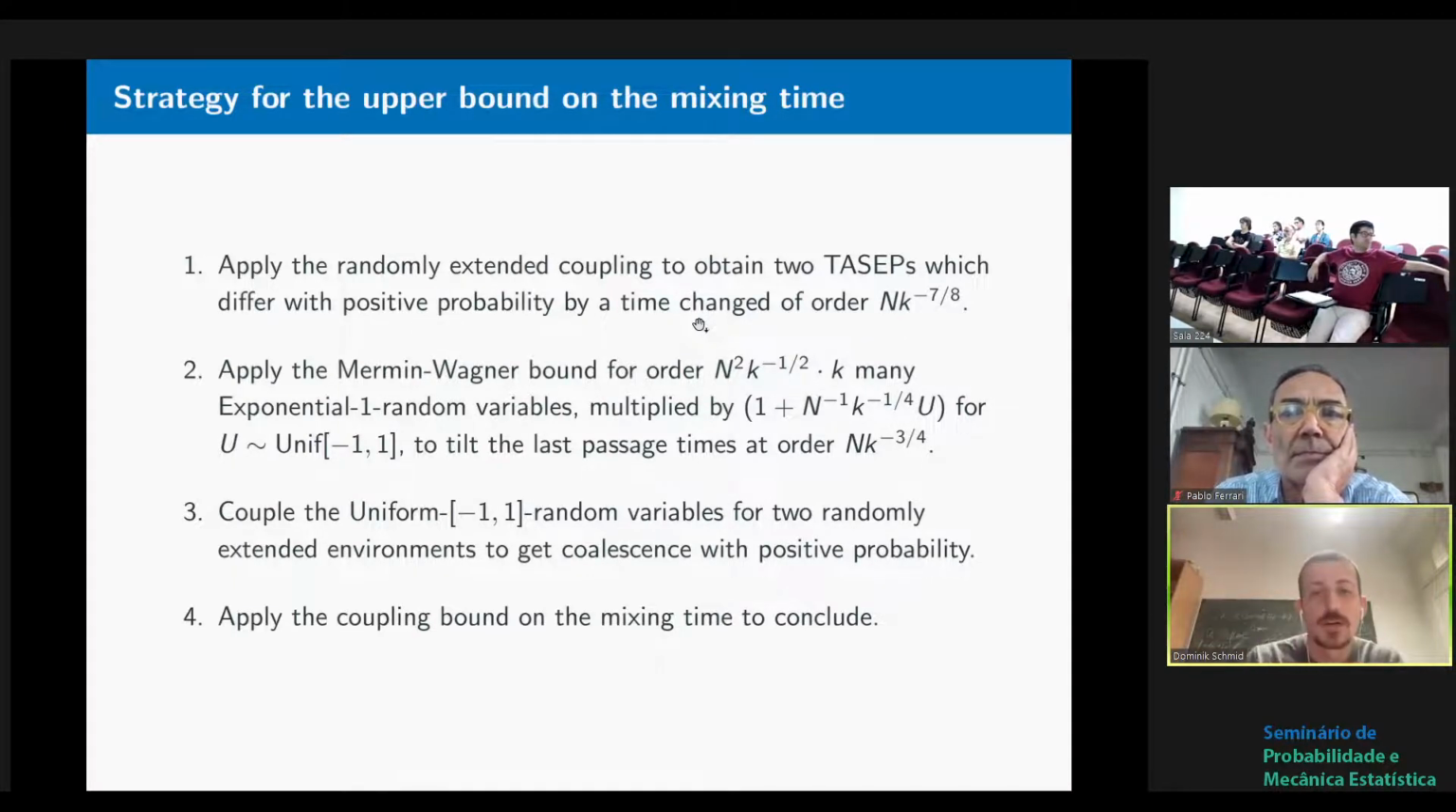Then we do the surgery to the environment to get the time change down to n times k to the minus 7/8. And then with the remaining time change, this is something which we can handle using the Mem and Wagner technique. Okay, and this is how we get our upper bound in this case.